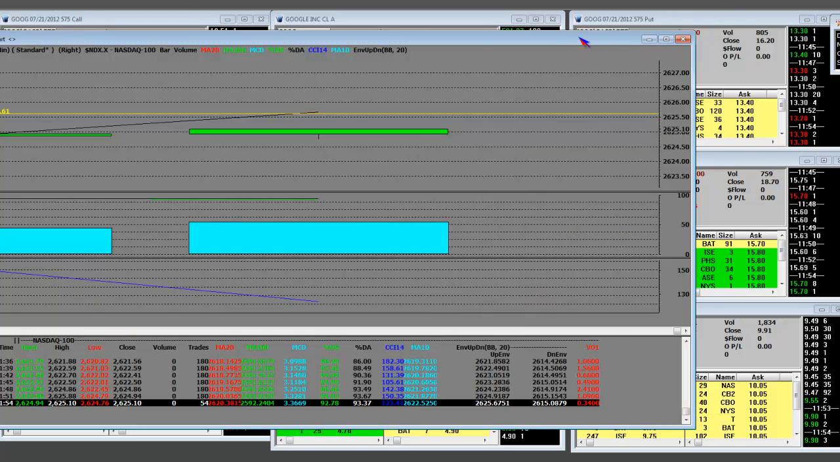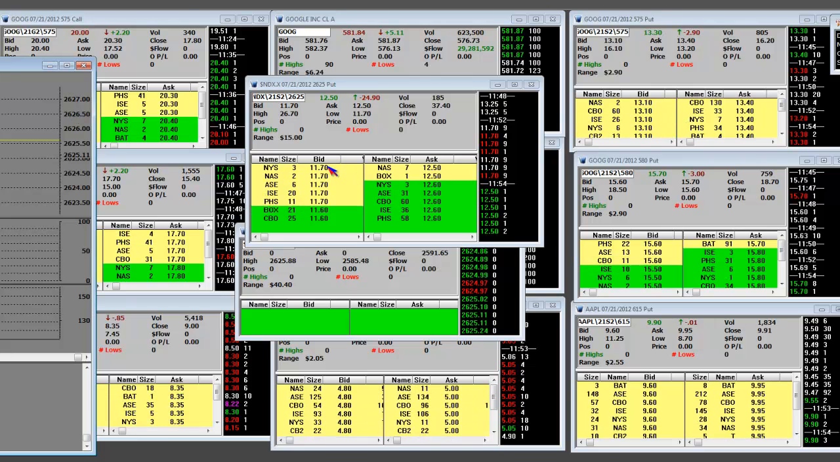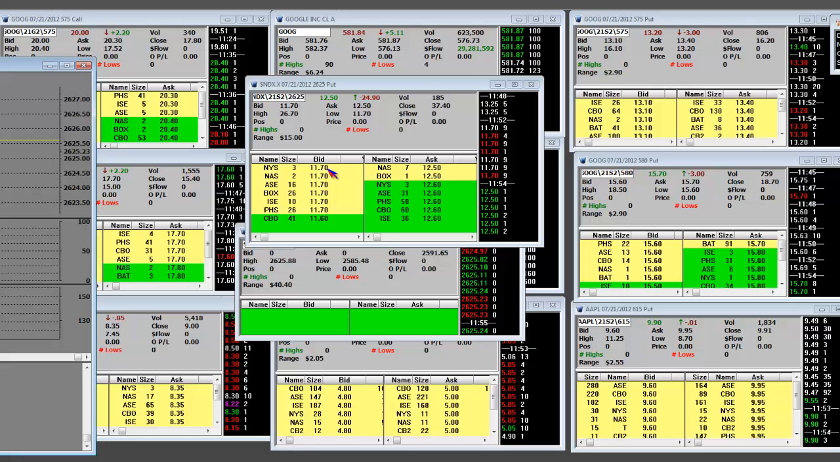No, you don't want to chase it, Karine. You leave the bid at 11.70. If they pop it back up into there and slightly go above it, they'll print right through you.